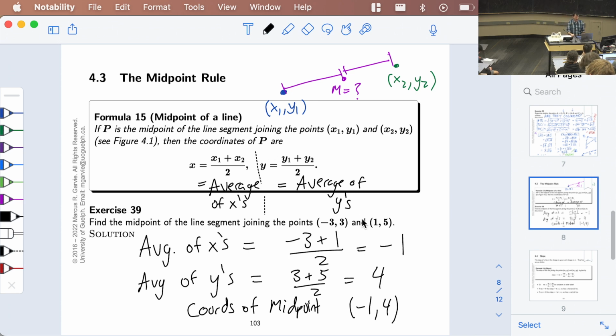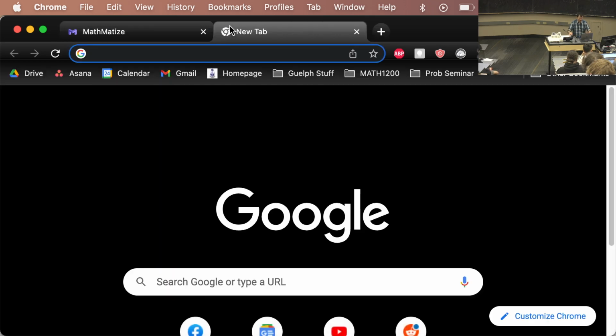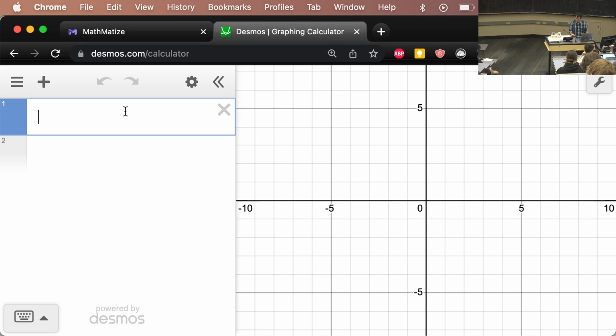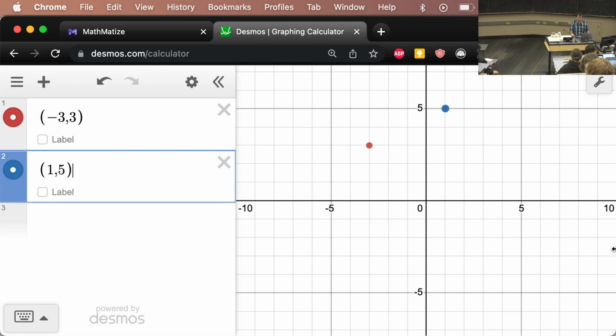You can sanity check to make sure it's correct. Let's draw a picture. And of course, the best way to draw a picture of math is to use Desmos. So what are the points in this problem? The one point on the left was negative 3, 3. And the other point was 1, comma 5. So those are our 2 points.